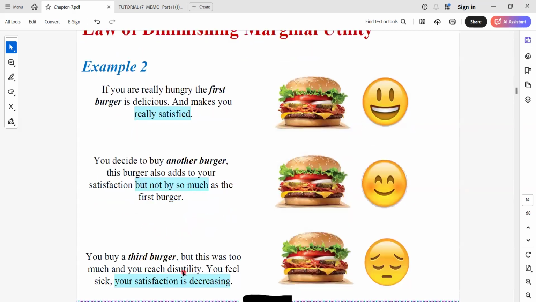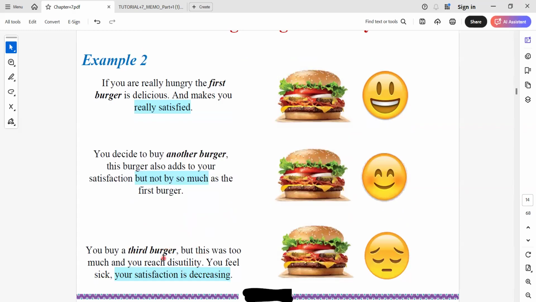And then the third burger. You buy a third burger, but this was too much and you reach this disutility, meaning that this is negative. You fall sick, your satisfaction is decreasing. So now you're just forcing things and you are already full, but you continue to eat the third burger. Then you experience this dissatisfaction, or this disutility, and your satisfaction will start to decrease.